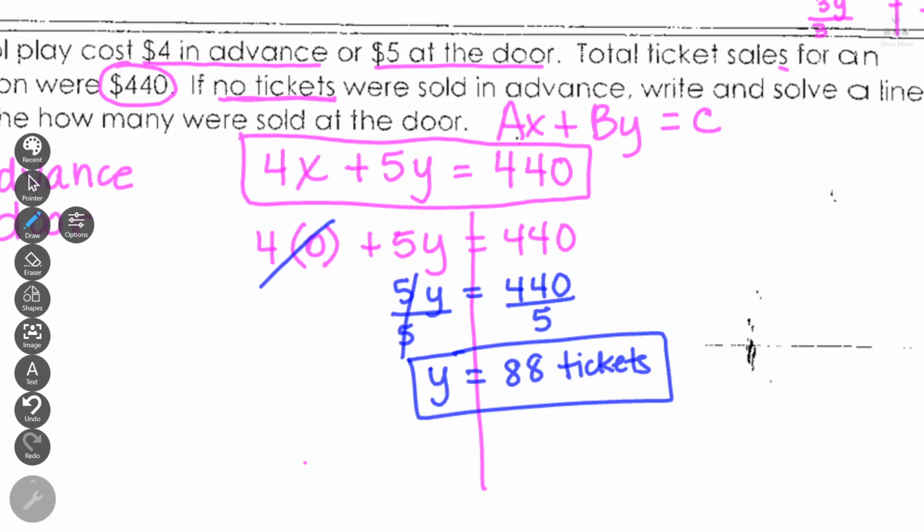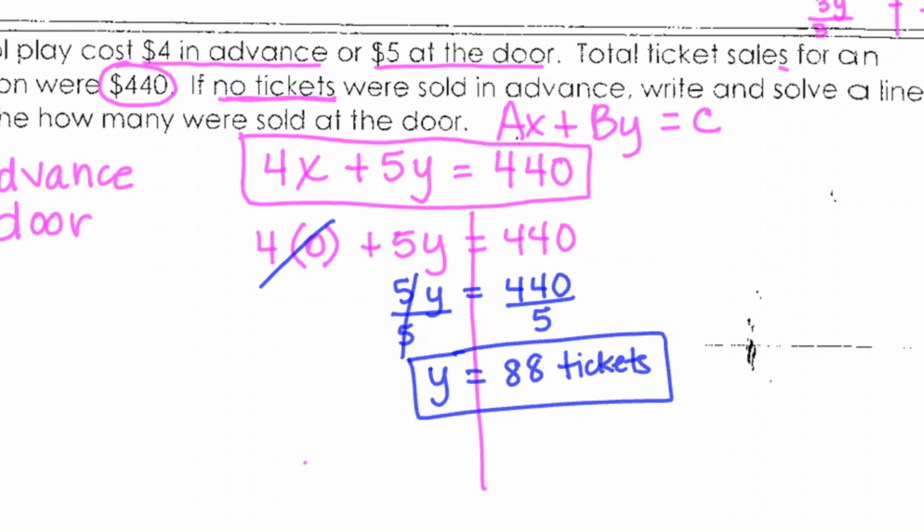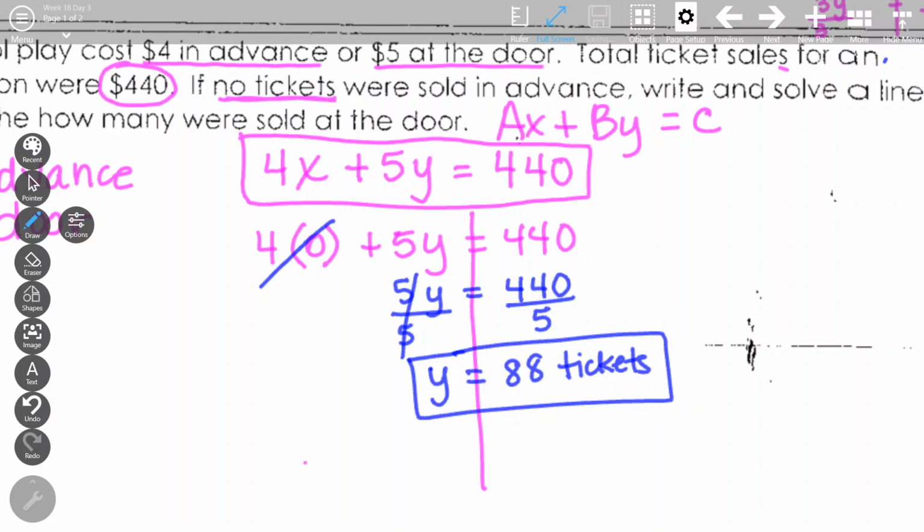If none of them were sold in advance, so our two answers would be this equation here, 4x plus 5y equals 440. And we know that 88 tickets would be sold at the door if 0 tickets were sold in advance. All right, let's keep on keeping on.